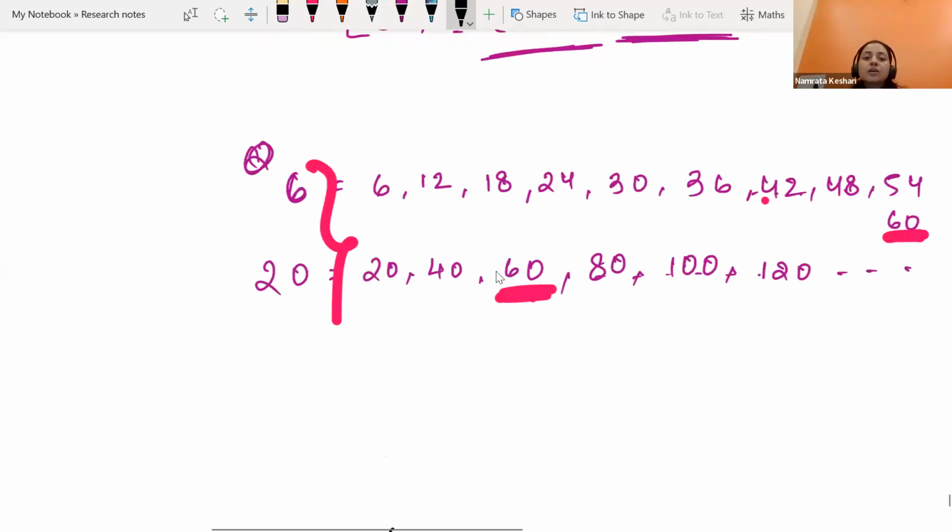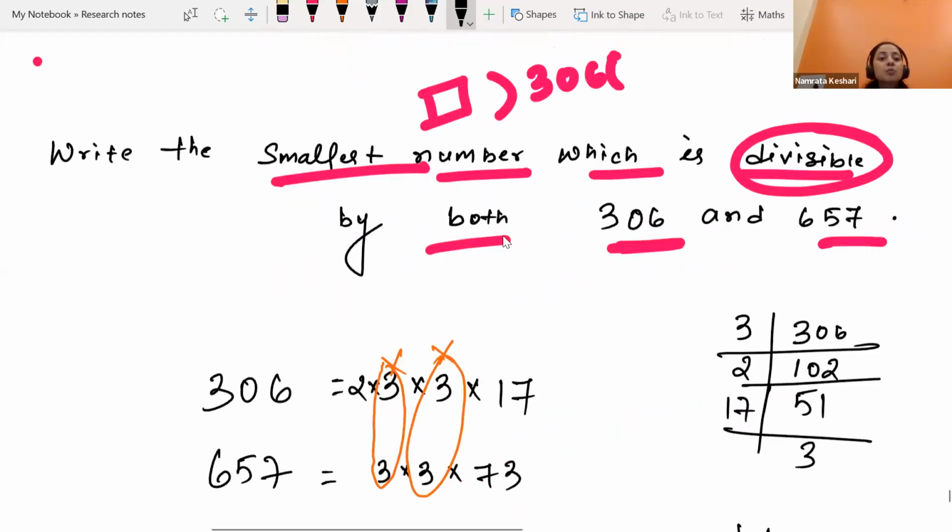Here also, what we have listed and marked is that 60 is the first common multiple. 60 is the bare minimum, the least common multiple of 6 and 20. So actually, this LCM we are taking from the table only. Now if you see this question, it will be more clear to you.